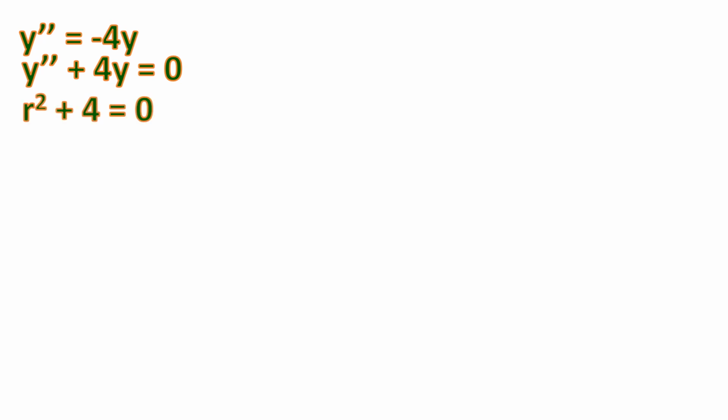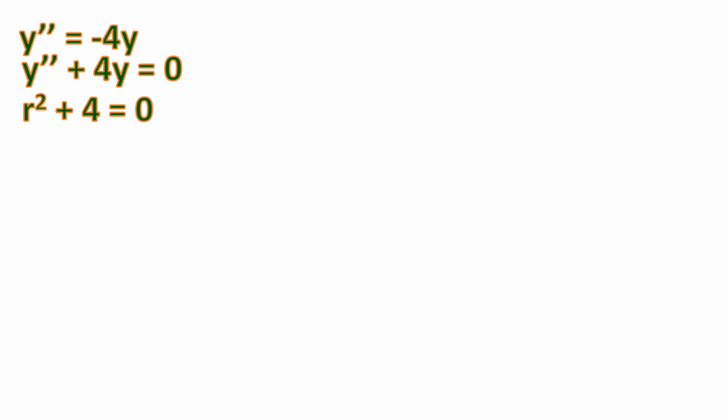So let's have another example. We have y double prime equals negative 4y. You might see that there's no 0 on the right side, but still it's a homogeneous equation because we're going to transpose the negative 4y to the other side. So it's y double prime plus 4y equals 0. So that's a higher order homogeneous differential equation. And then we are going to change it to an auxiliary equation. So r squared plus 4 equals 0.